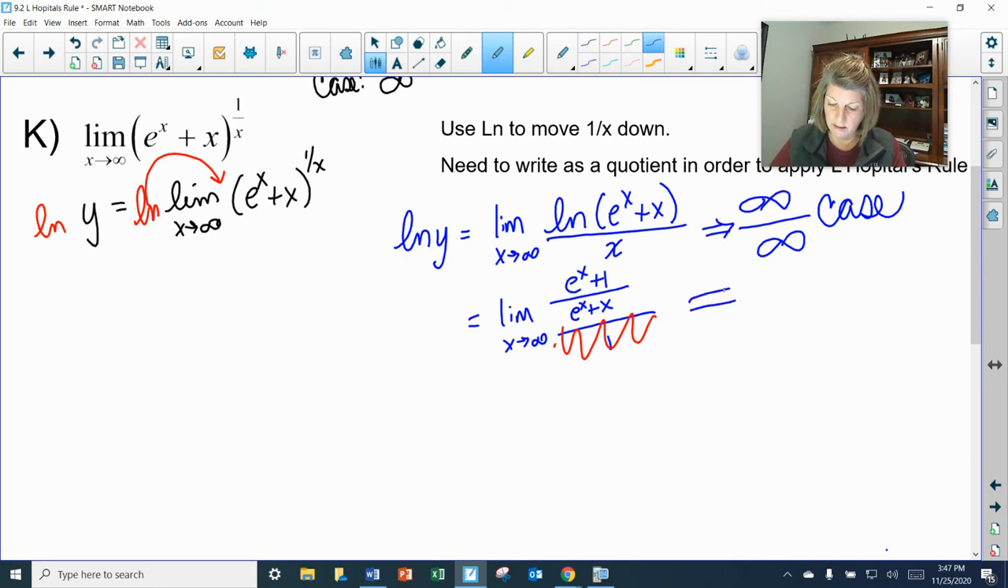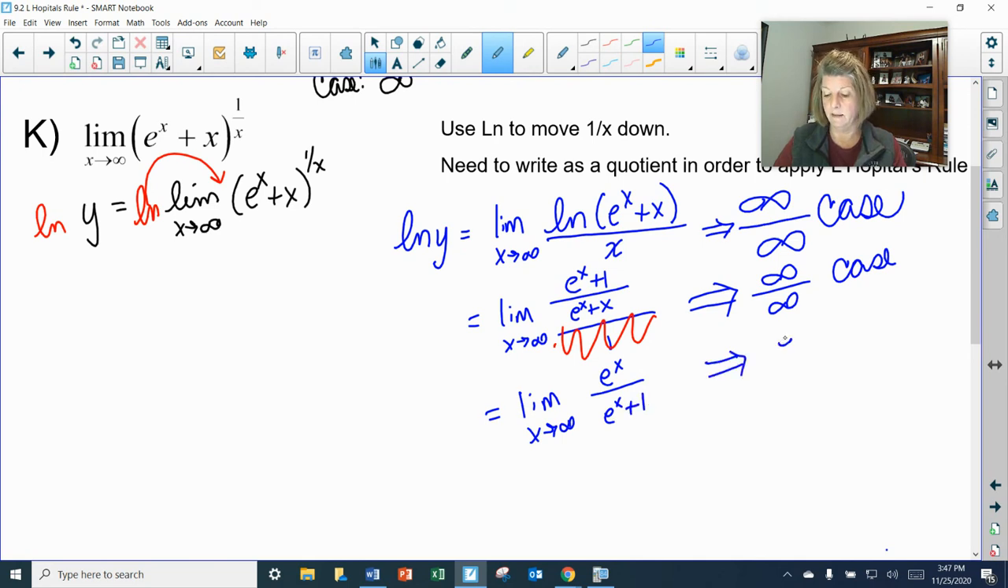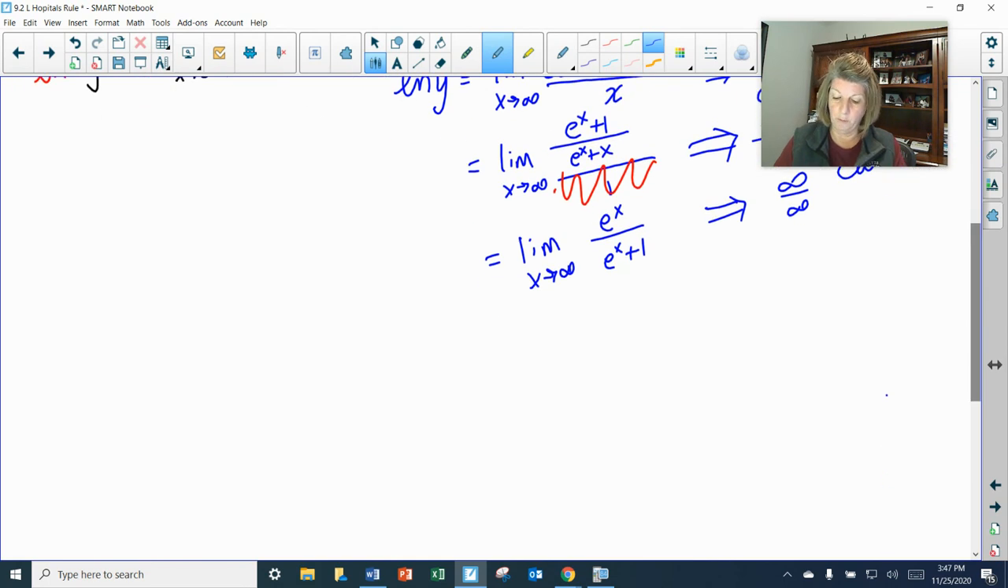So this, I'm seeing infinity over infinity case again. L'Hopital again. Okay, so let's L'Hopital it. E to the x on top over e to the x plus 1. Still looking at infinity over infinity case. L'Hopital it again. Limit as x goes to infinity, e to the x over e to the x. That has an answer of 1.